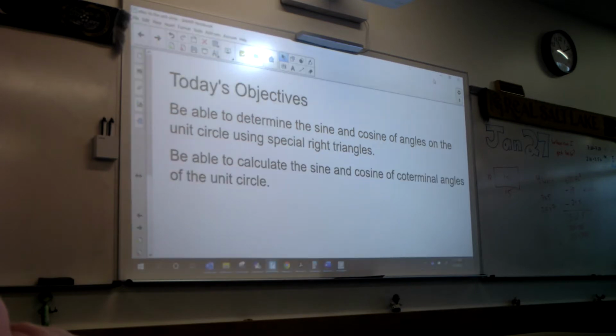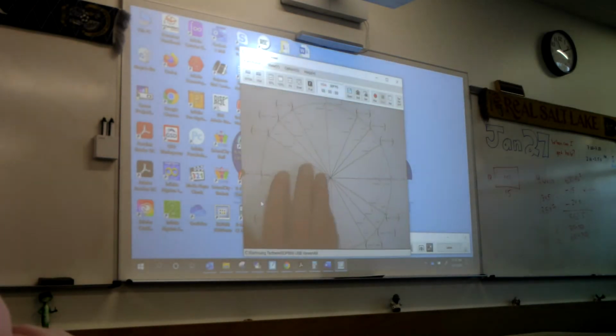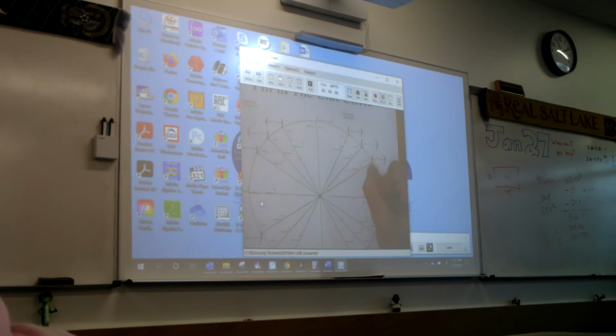So let's start with degrees because that's a little bit easier. So here's my unit circle. What angles do we see in the first quadrant? Obviously we start at 0, but then how do you know which angles to do from there?